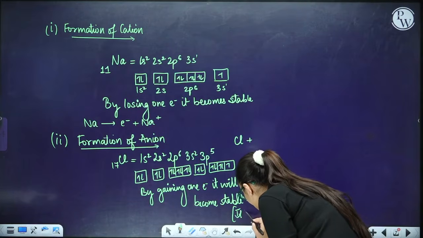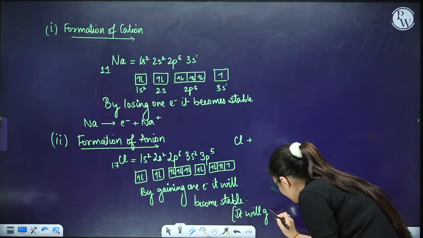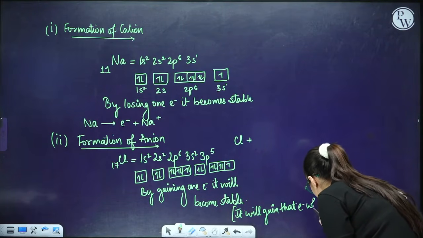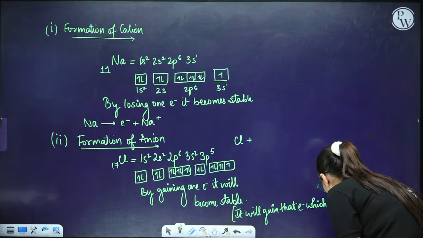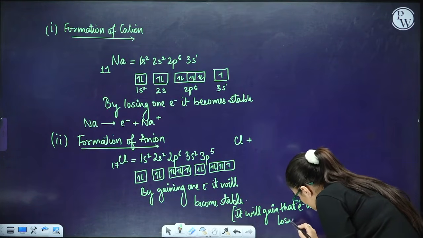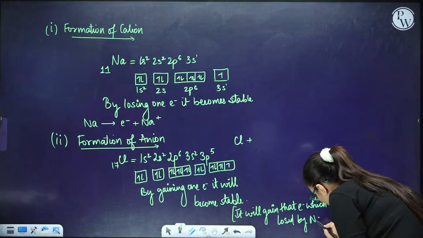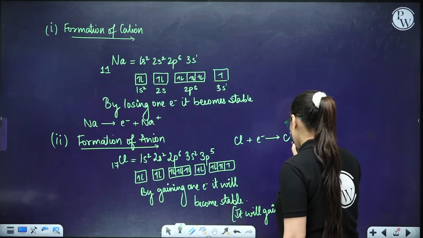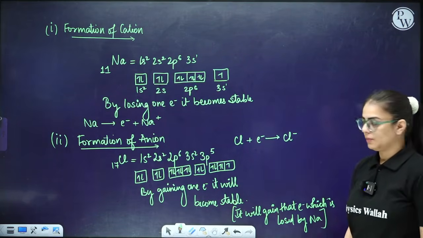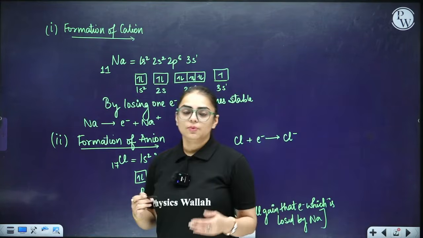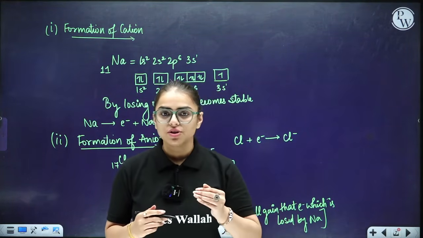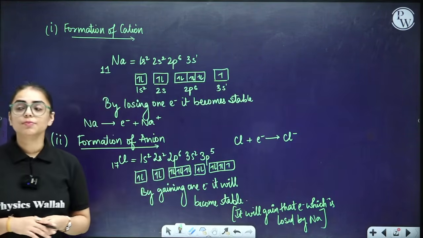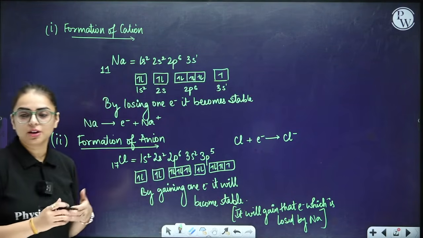It will gain that electron which is provided by Na. So now this electron is gained by chlorine and it will form what? Cl negative. How is Cl negative seen? See, when you gain one electron, it carries a negative charge. Electron carries which charge? A negative charge. So it will become Cl negative, because something is acquiring a negative charge.